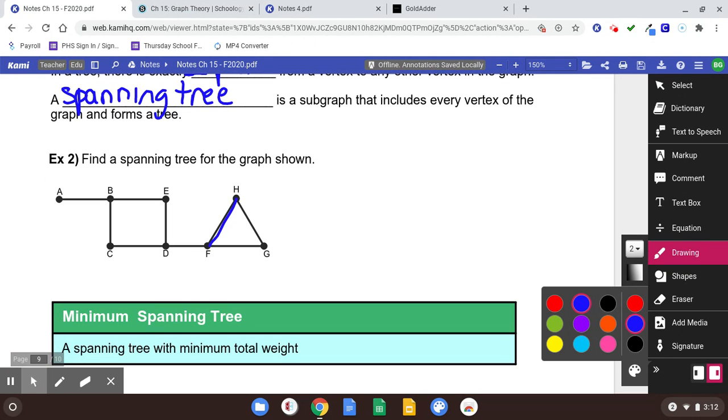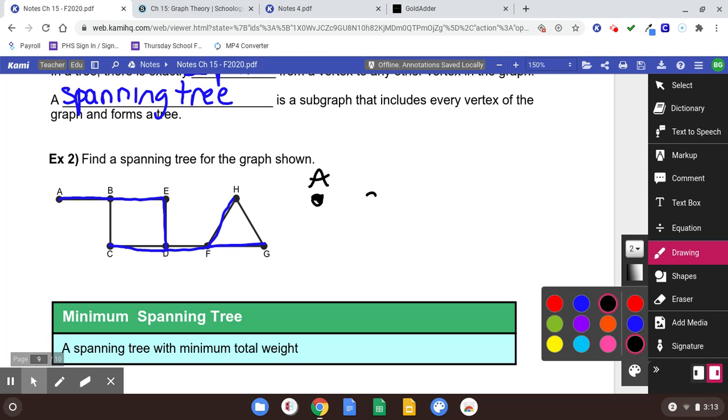So you can see it's not a tree by itself because there's a circuit. We want it to be connected without any circuits. So there's a couple of different ways to do that. But let's say we do something like this. That would do it. That would connect it. That's connected, no circuits. So that would be one example of a spanning tree. So let's go ahead and redraw it.